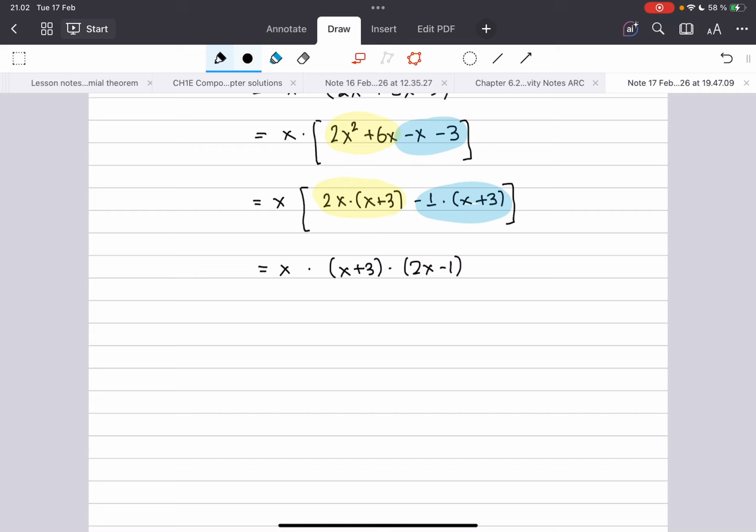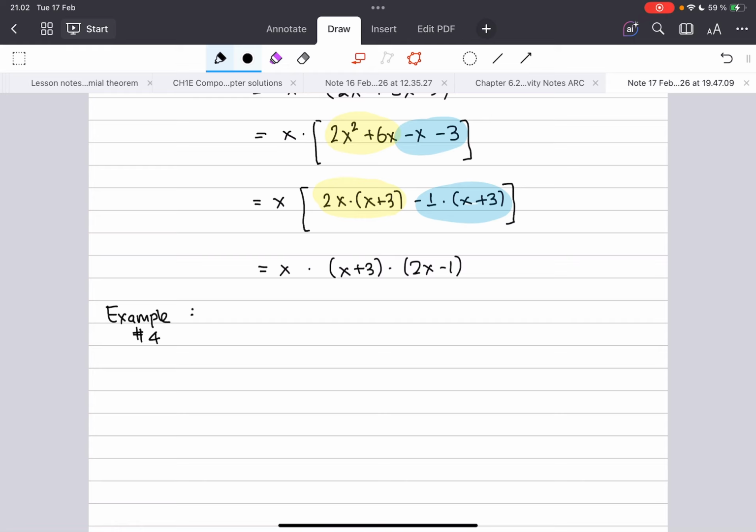And you can see that 2x minus 1, or let's say x plus 3, or x minus 0, so x, those are linear factors of the polynomial. Another example, number 4, if I'm not mistaken.